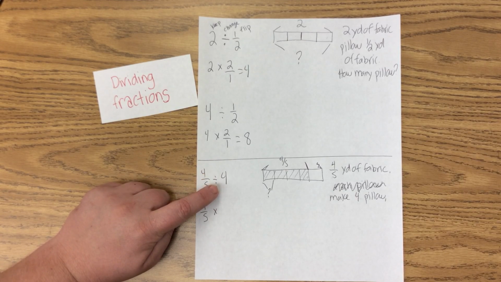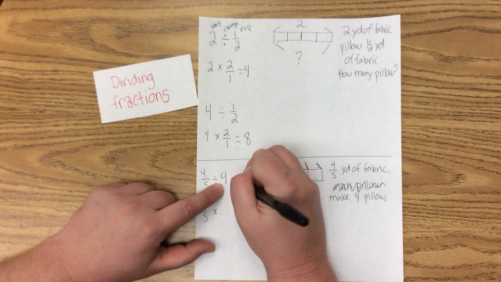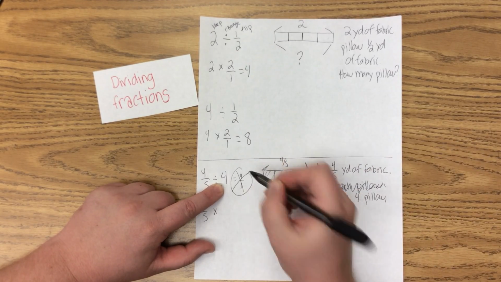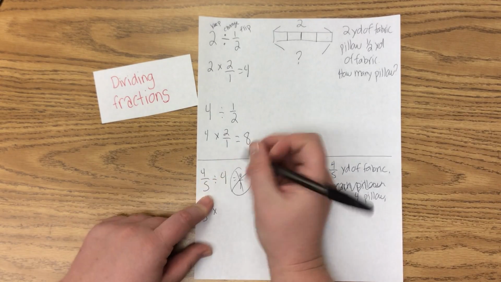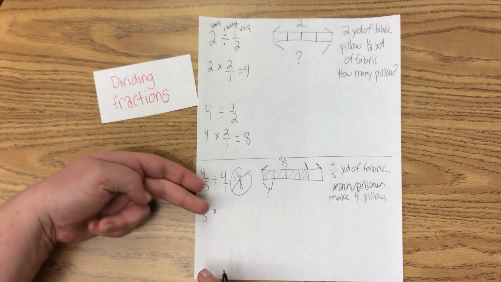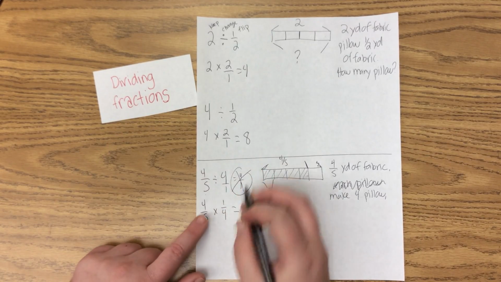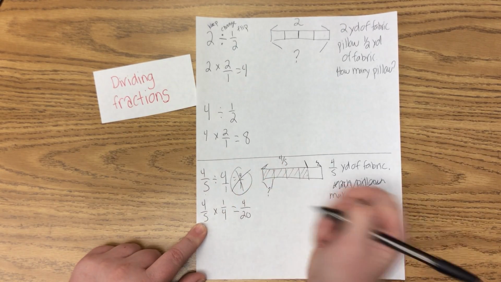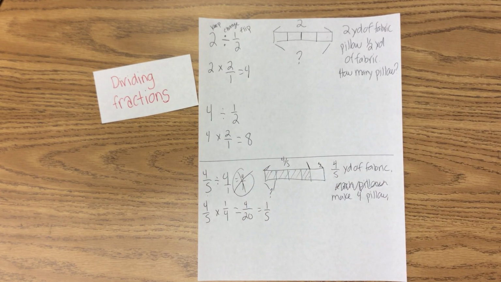Now, flipping the second number does not make it equal 4 over 1. That did not change anything, 4 equals 4 over 1. But you can think of 4 as 4 over 1, and then when you flip it, find the reciprocal, it's worth 1/4. So now we get 4/20, which equals 1/5, which matches our picture here.